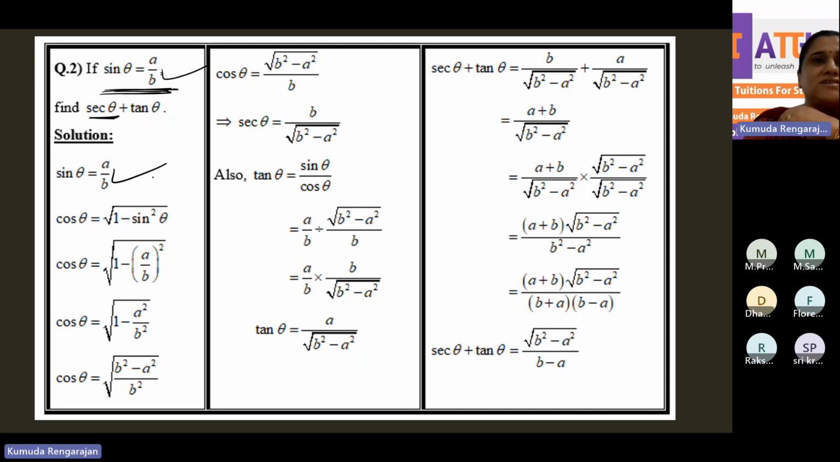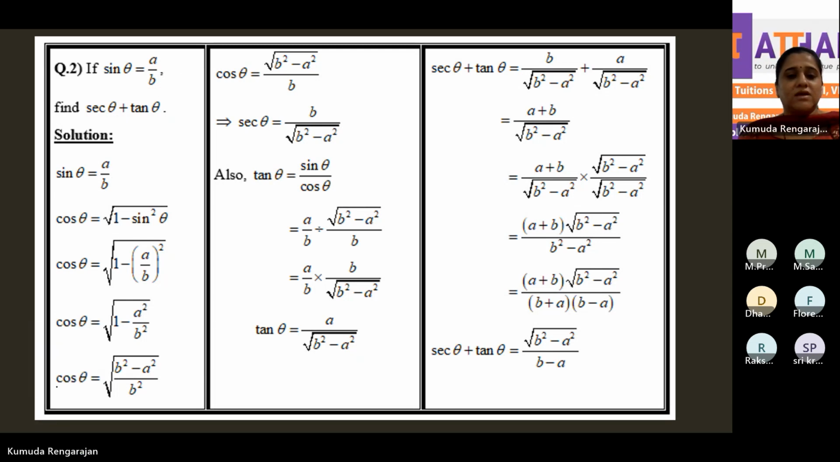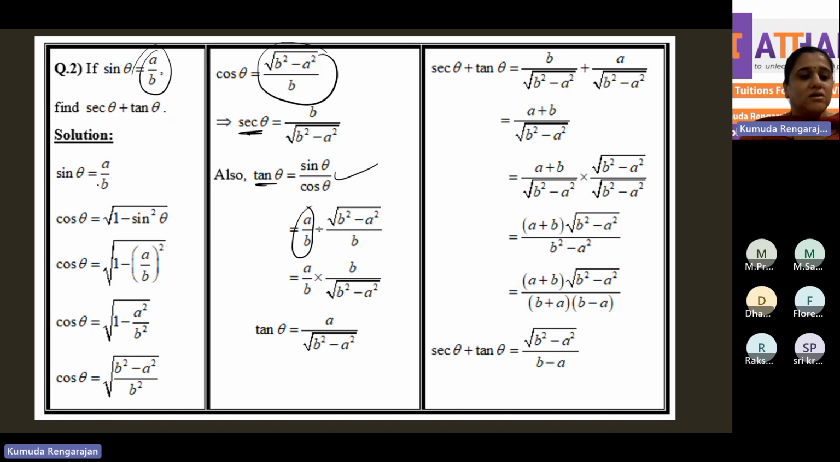So sine theta is A by B. We need to find secant theta, but I can find cos theta. So I'll find cos theta, and the reciprocal of that is secant theta. Is that fine? And once you find secant theta, how do you find tan theta? Tan theta is sine theta by cos theta. This is sine theta because that's given, divided by cos theta. This is cos theta.